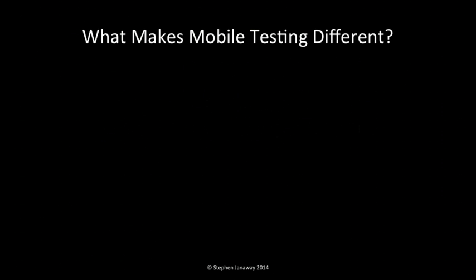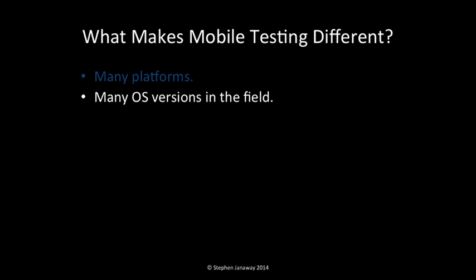So what makes mobile testing different? Some of the things that make mobile testing different. We'll touch on a lot of these as we go through the webinar. So there are many platforms in mobile. There's iOS, there's Android, there's BlackBerry, Windows Phone to a certain extent. So a lot of platforms. There's lots of different versions of operating systems in the field, particularly in the Android case, but quite a few versions of iOS as well. So a lot of different combinations to test.